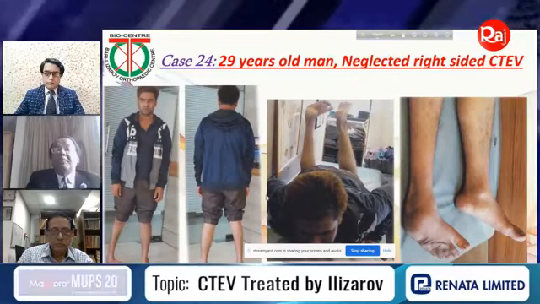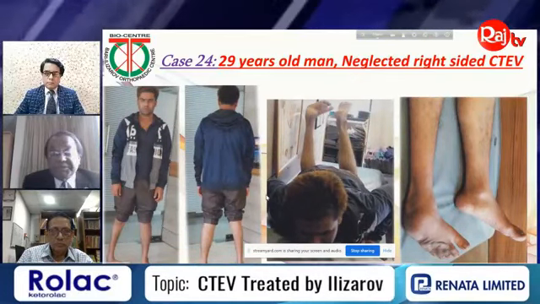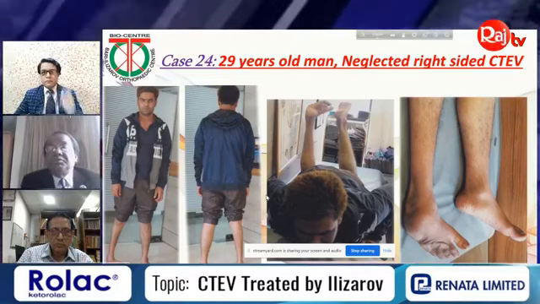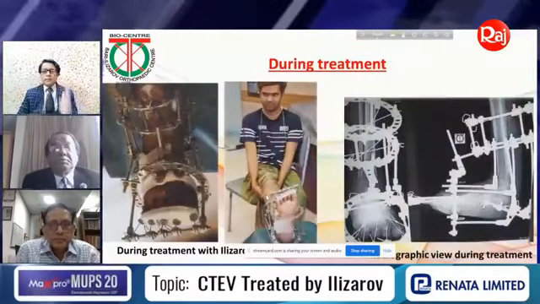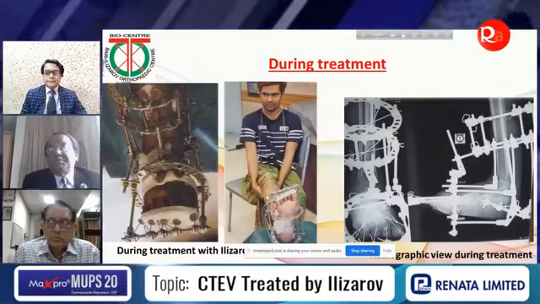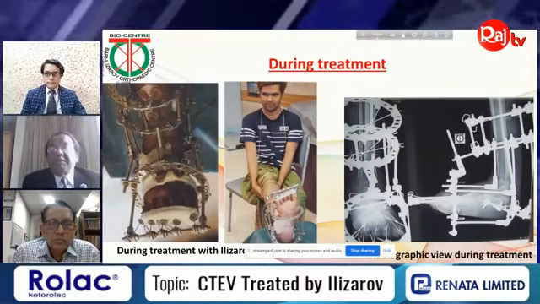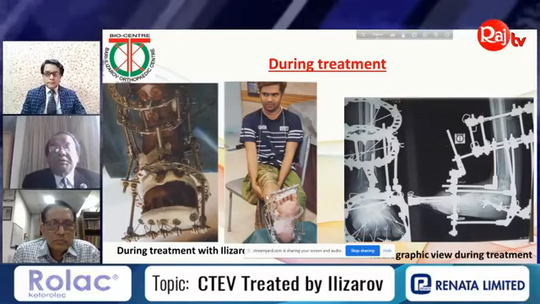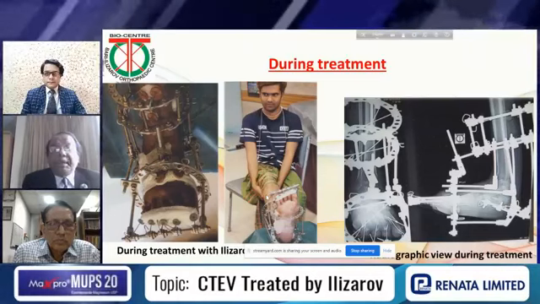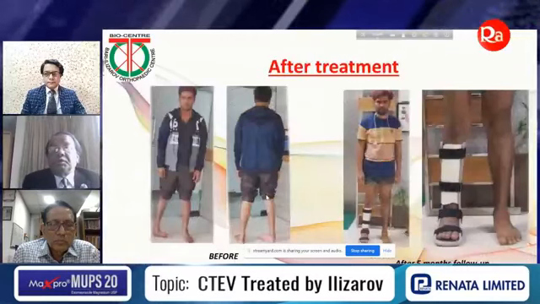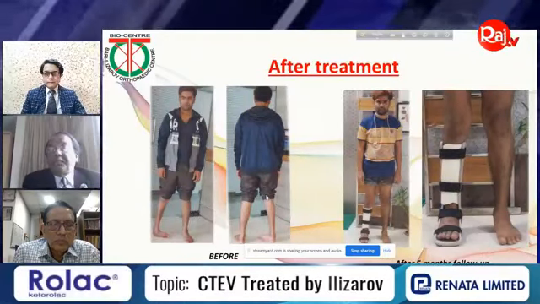Now 29 years old man, again neglected CTEV from the village. Then you can correct, you can see, put the apparatus, and gradually you correct the deformity, and all the time try to put the wires in the toes. Otherwise, you will not get the foot correction.